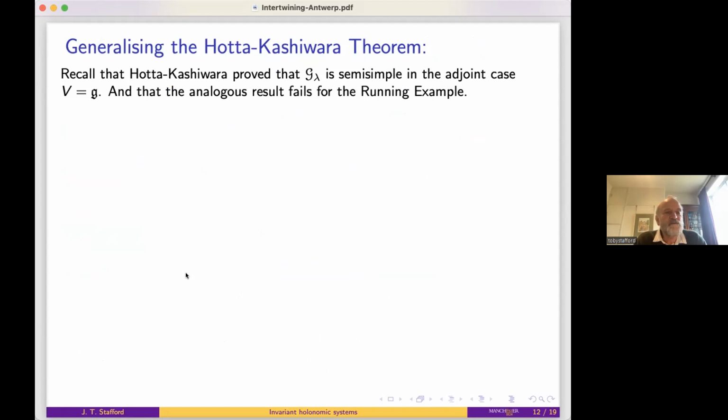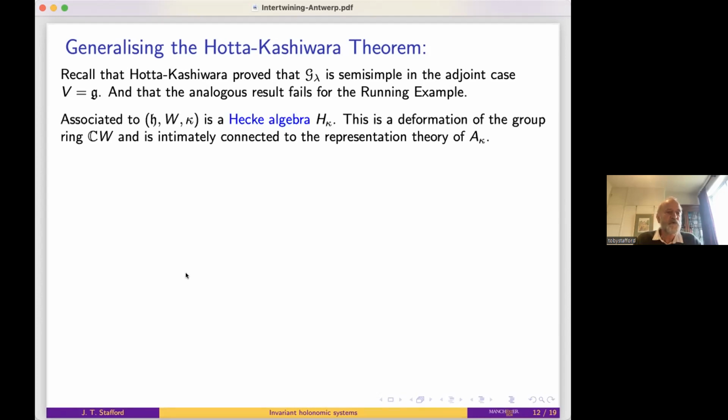So that means we're going to have to be a little more subtle in working out when G lambda is semi-simple. And to do that, we need to think about the Hecke algebra. Again, this is an algebra I'm not going to define. Many of you will have seen it. So associated to my basic data, we have this deformation of the group ring CW. And just as the Weyl group W is intimately connected to the representation theory of G, so the Hecke algebra is intimately related to the representation theory of A kappa. So it's not surprising it should appear in this sort of question.